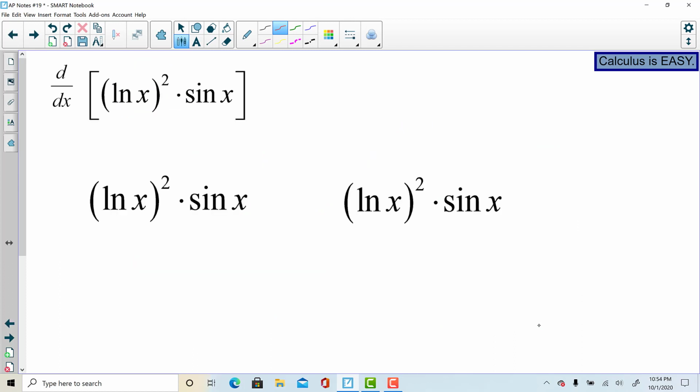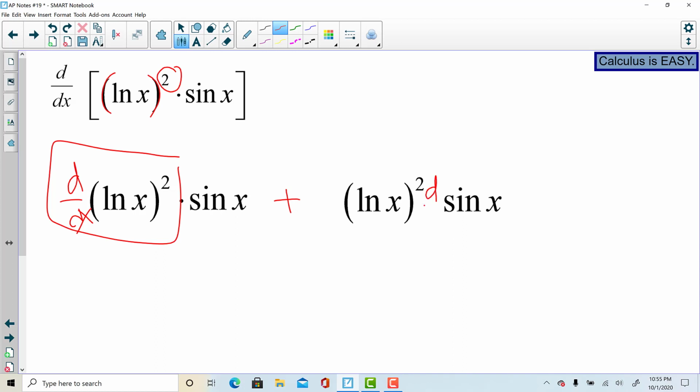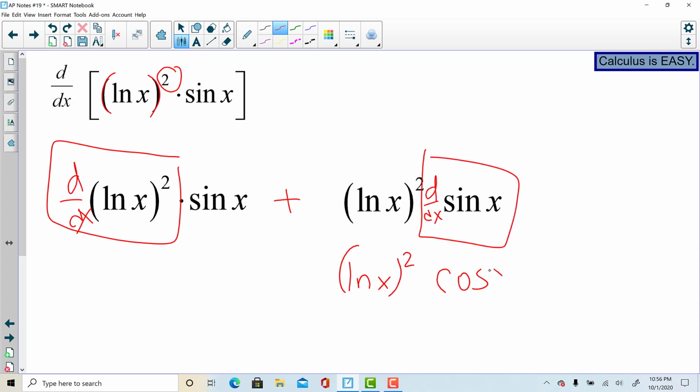Now this one's pretty similar to the other one. I'm just trying to show you the difference. This squared is actually on everything, so you cannot bring it down. When we do the product rule here, we can do the derivative of this piece plus, over here I'm going to do the derivative of sine. The derivative of sine is cosine.